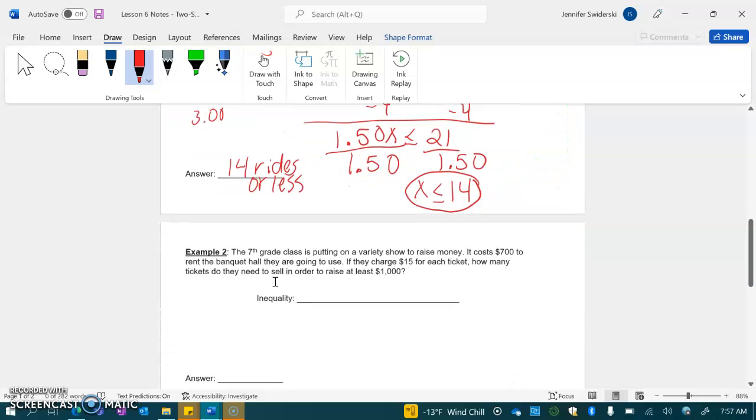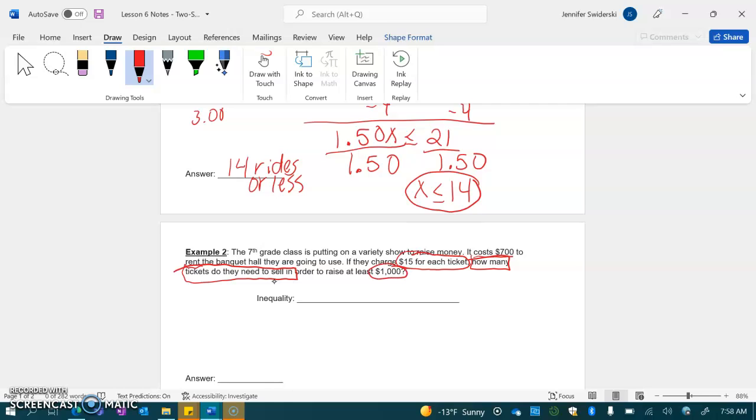Example 2, the 7th grade class is putting on a variety show to raise money. It costs $700 to rent the banquet hall they're going to use. If they charge $15 for each ticket, there's that key word, each. Remember, each or per usually says multiplication. How many tickets, here's what we don't know, do they need to sell in order to raise at least $1,000?